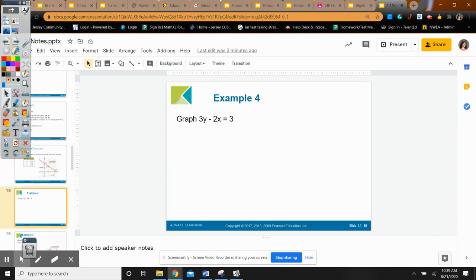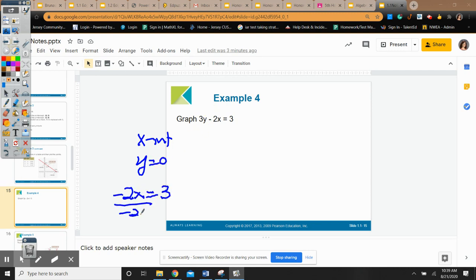Okay, next one. Let's try this one. It's a little different. Again, you could do the x or y intercepts if you want, but they're not going to be quite as easy here. For the x-intercept, that means y equals 0. If y equals 0, I get negative 2x equals 3. So one of the points is going to be x equals negative 3/2, which is the same thing as negative 1.5. So 1 point is going to be negative 1.5, 0.